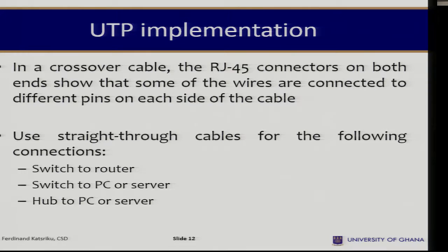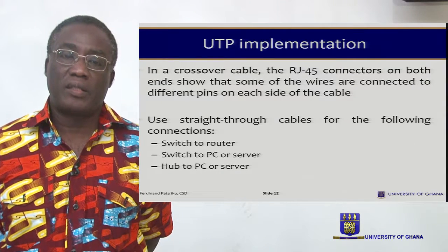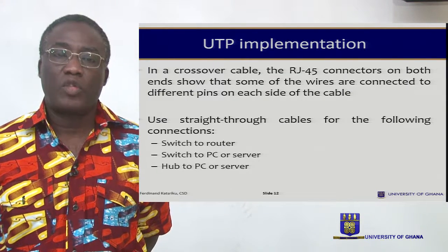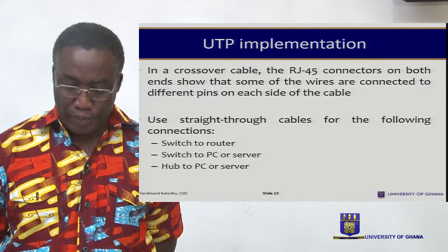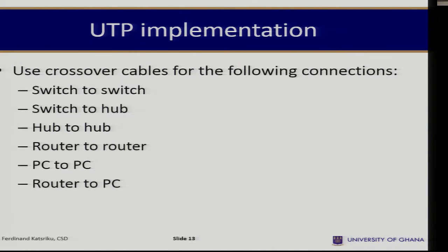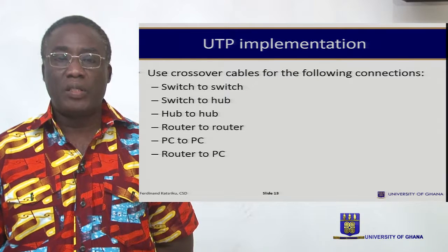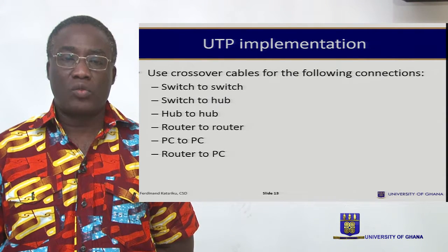We've been talking about the crossover cable. In a crossover cable, the RJ45 connectors on both ends show that some of the wires are connected to different pins on each side of the cable. So you use a straight-through cable for the following connections: switch to router, switch to PC or server, hub to PC or server. And then you use the crossover cables for such connections as switch to switch, switch to hub, hub to hub, router to router, PC to PC, and router to PC.